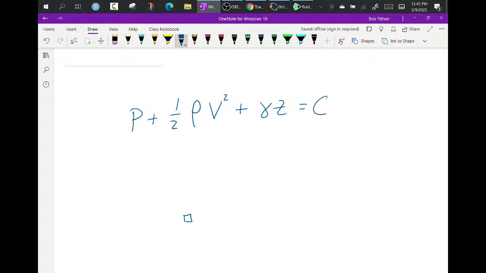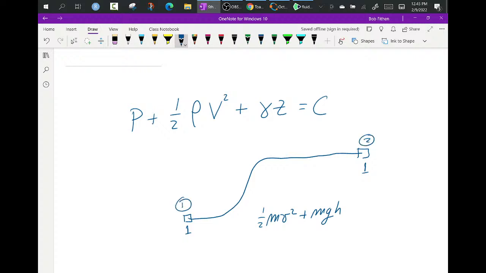Let's say you had a particle here, and you had it going through this path, and so it ended up here. So if you had particle 1, and say later you found that the same particle ended up down here, if you were back in dynamics, you would do 1/2 mv squared plus mgh, and this would be state 1, and this would be state 2, particle A, and it's still the same A.